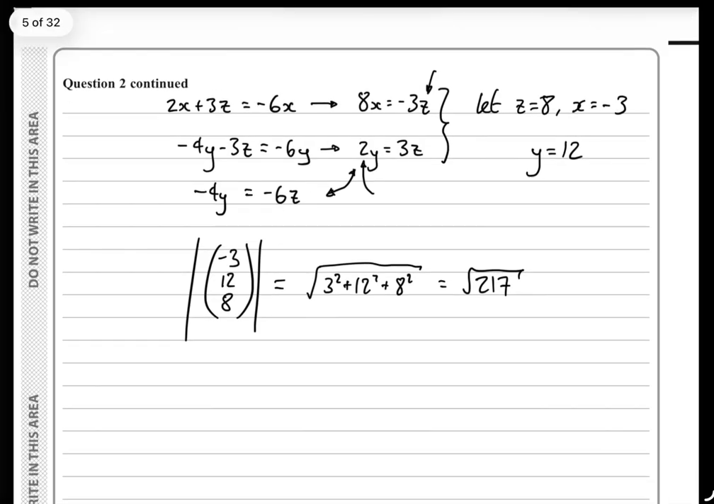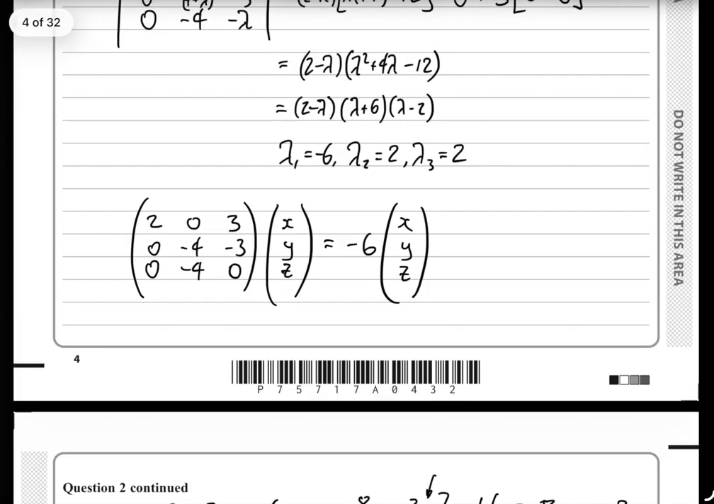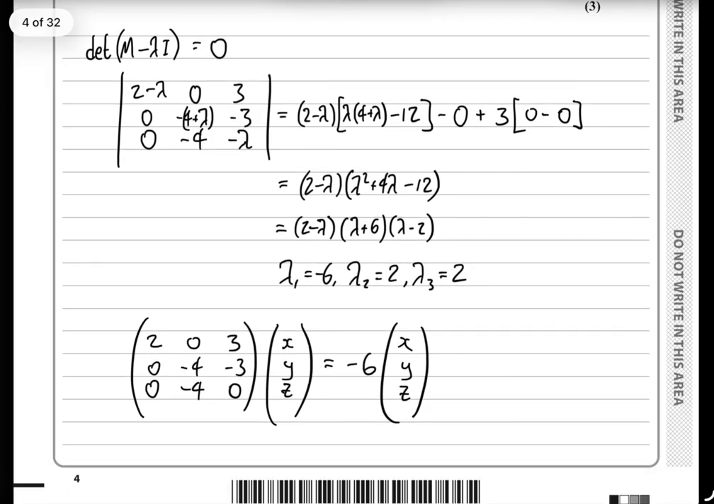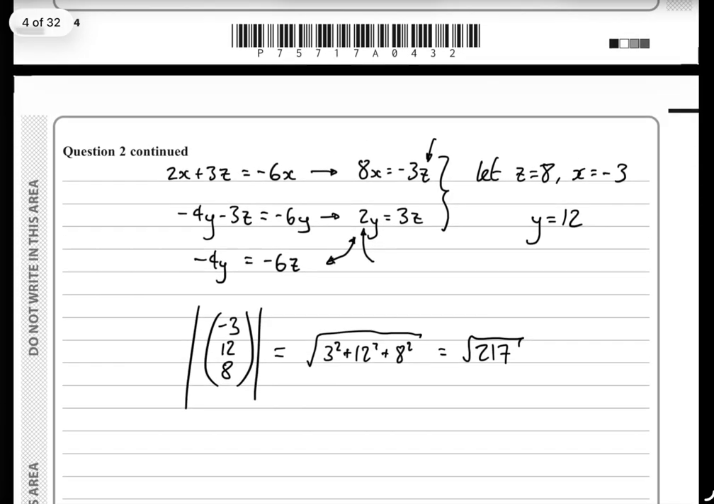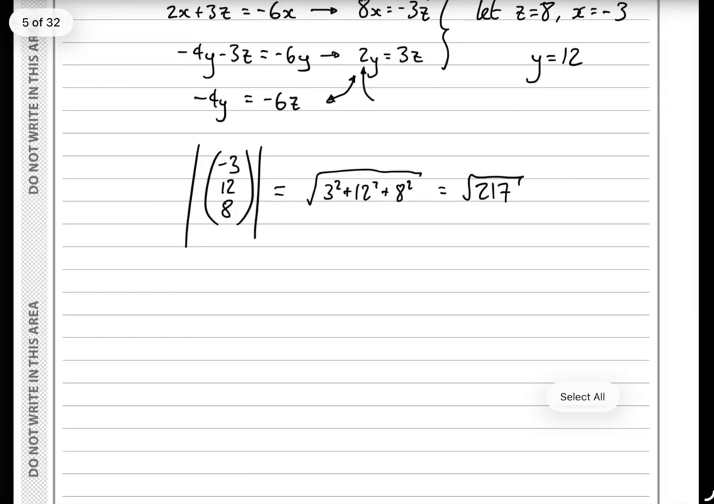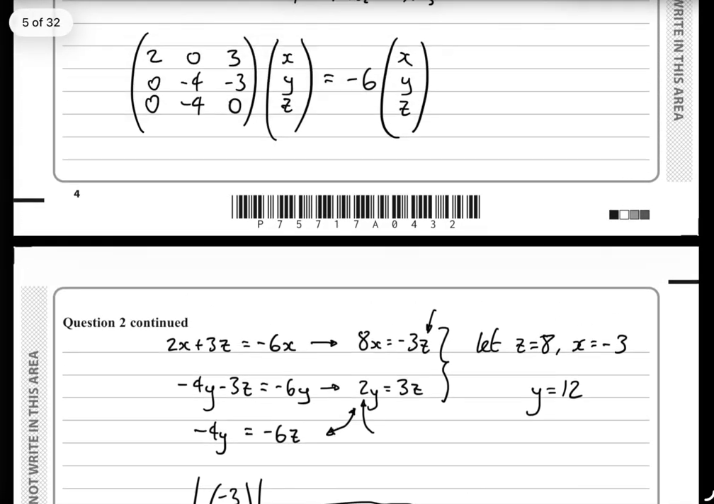So although that's a not very nice number, I don't think there's been anything tricksy about this question, so I'm still fairly confident, unless I've made a silly mistake in the algebra. So we divide that, we get minus 3 over root 217, 12 over root 217, and 8 over root 217, and that is our normalized eigenvector for the eigenvalue minus 6.